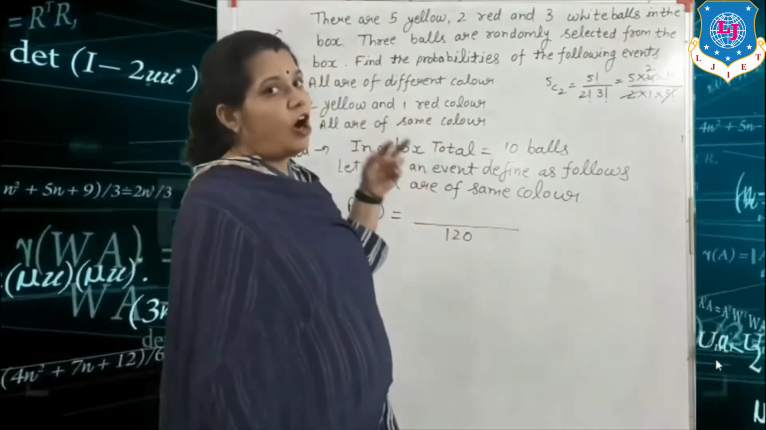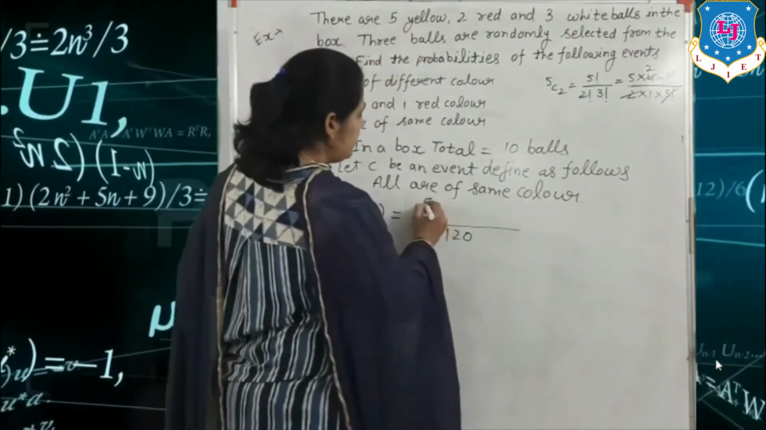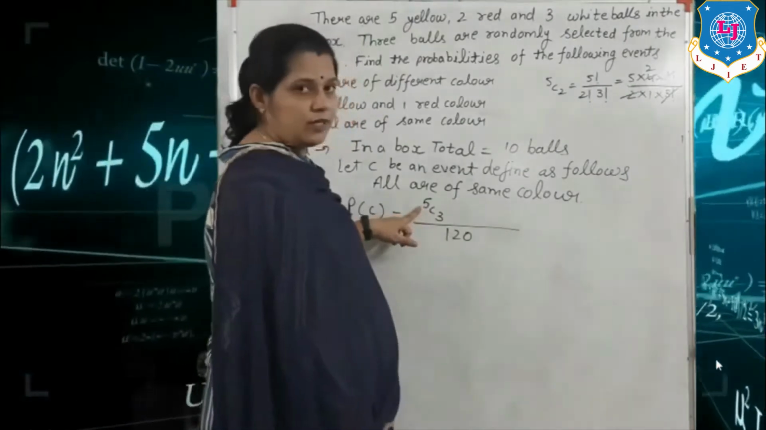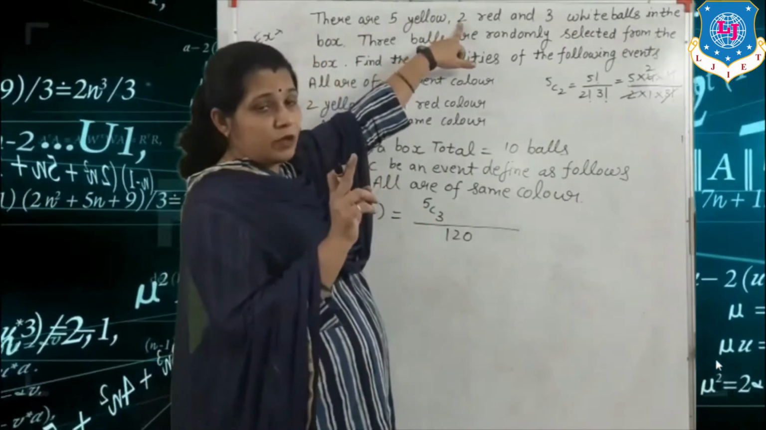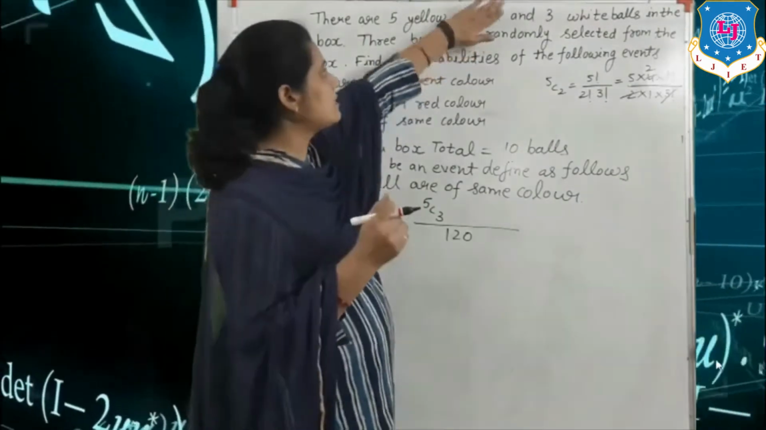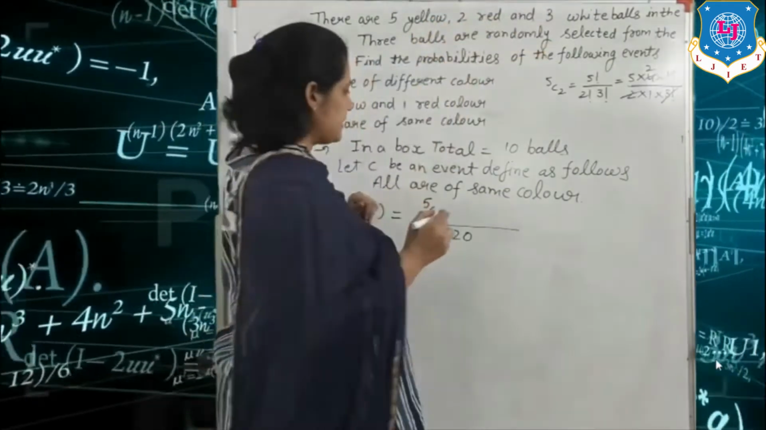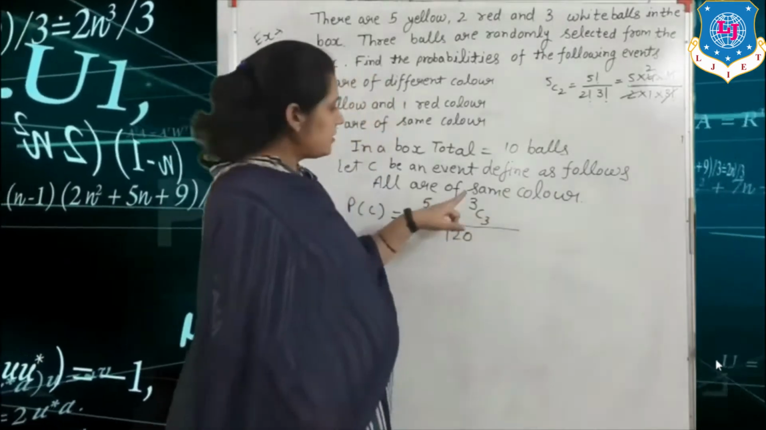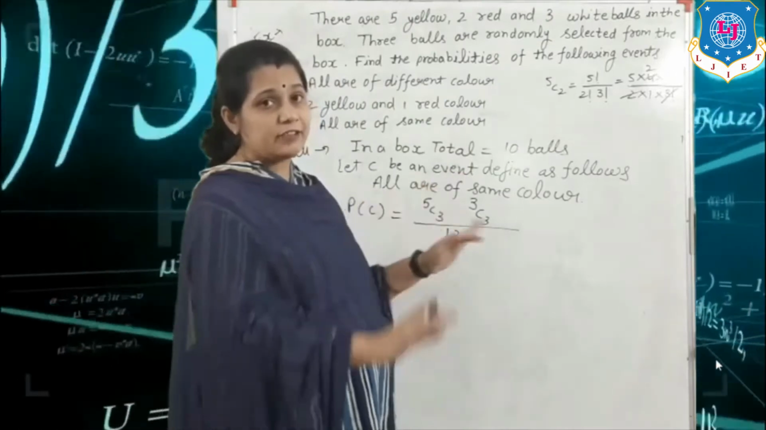That means all 3 balls are yellow color, so we write 5C3 because all 3 balls are yellow. Here we can't consider the 2 red balls because we select 3 balls, so this is not included in the answer. For 3 white balls, we consider 3C3. Got it? We randomly select all balls from the 3 white balls.